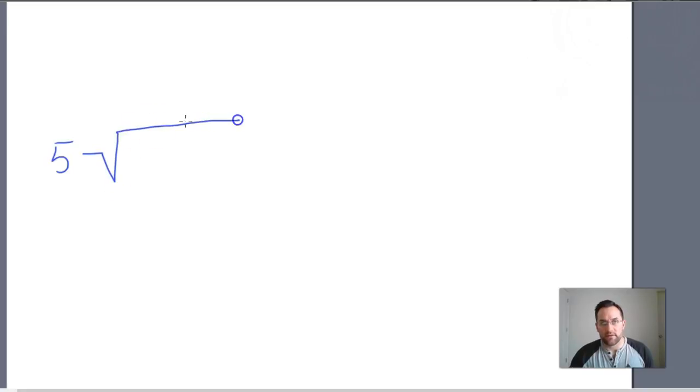What's up, guys? I have some new problems for us to work on in terms of reducing radicals. 5 times the cubic root of 243. And again, remember our first step is to look at the radicand, and in this case it's 243.